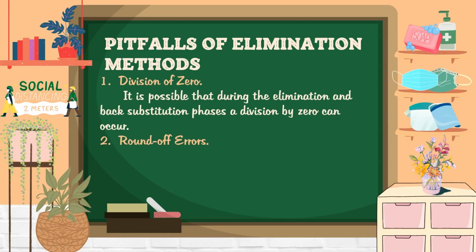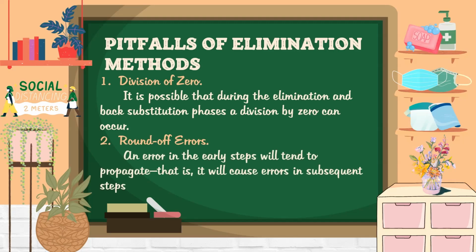Second is round-off error. It can become particularly important when large numbers of equations are to be solved. This is due to the fact that every result is dependent on the previous result. Consequently, an error in the early steps will tend to propagate. That is, it will cause errors in subsequent steps. The solution process must use as much as possible the original result in order to avoid round-off error.